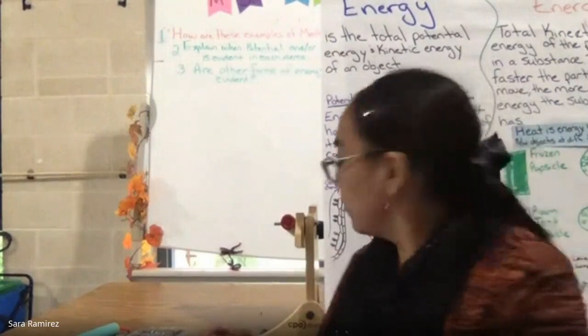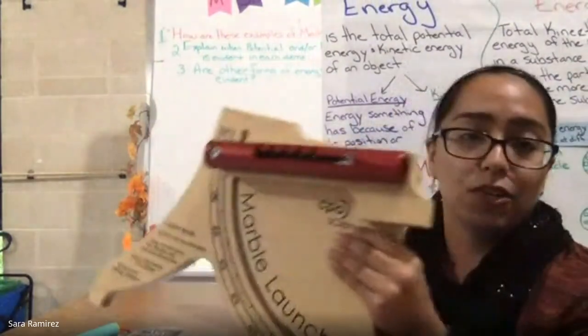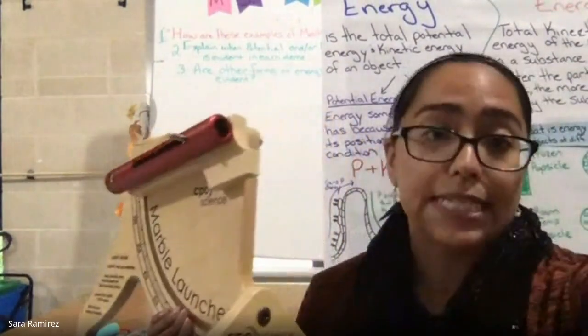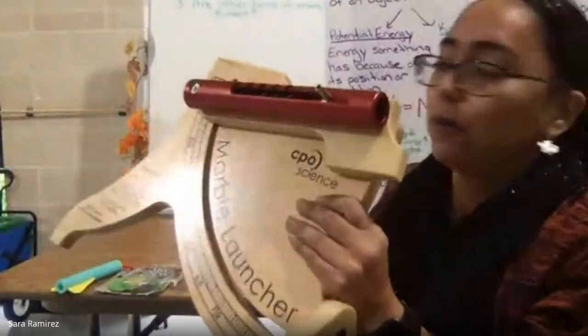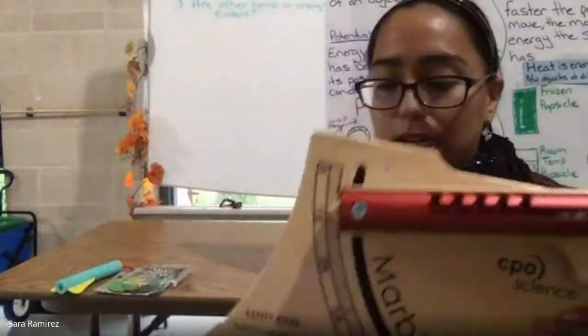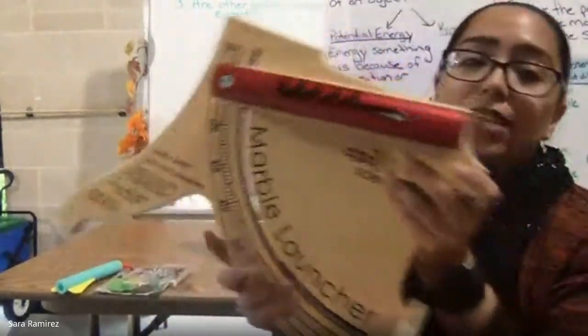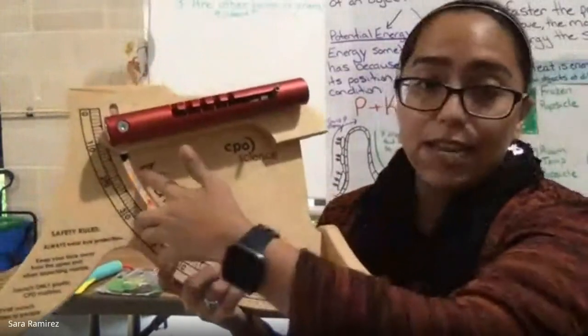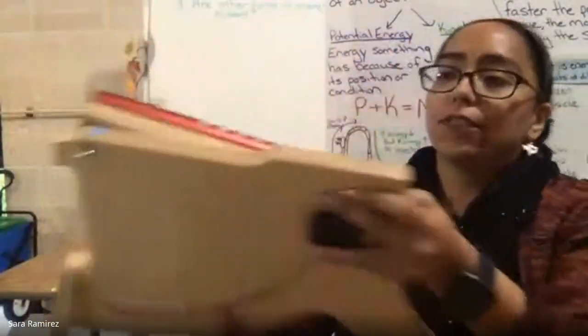Another last example of kinetic energy, if you're in DISD, you can check out a lot of cool science equipment for free. Here's an example that you can check out. It's a marble launcher. You can stick some spheres inside. There's a spring, and then you can experiment with the different angles and then the different tensions to see how far you can get the marble to launch.